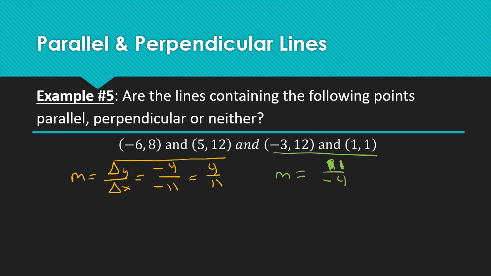So if I take my two slopes and multiply them together, the product is negative 1, which means they're perpendicular. And you can also look and tell that these slopes are opposite reciprocals. Therefore, these lines are going to be perpendicular to each other.